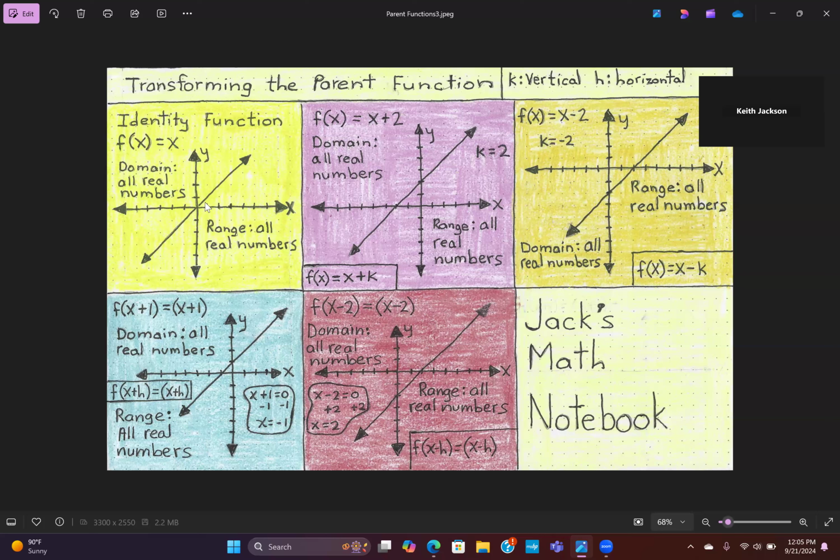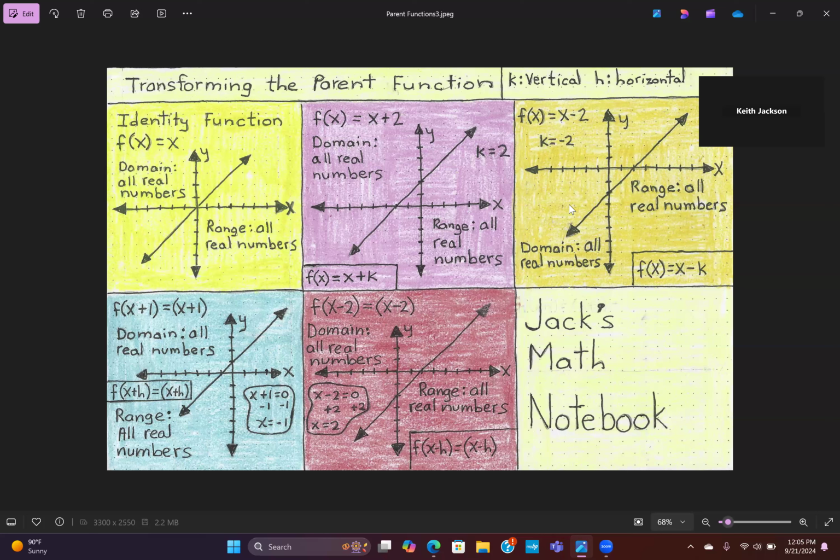Let's go ahead and transform this function by adding a 2 to the function. So now we're going to say f(x) = x + k. If you recall from previous videos, k allows the function to move up and it allows the function to move down. In this case, when we add a 2, the function moved up 2 places right here. Again, the domain will be all real numbers and the range will be all real numbers, even though k is equal to 2.